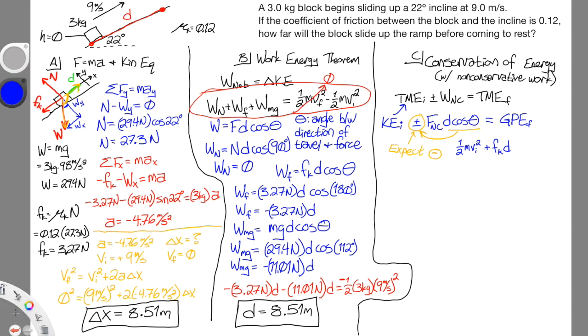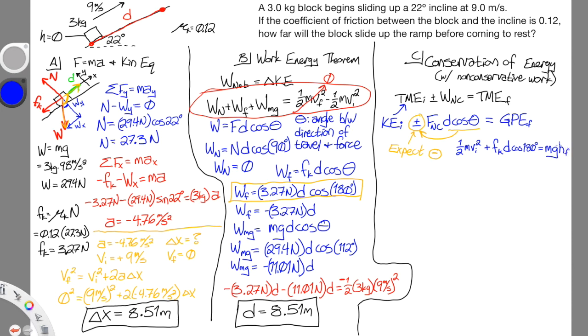And then times the cosine of theta, and theta here is going to be 180 degrees. Again, the angle between the direction the object is traveling and the direction of the force itself. Notice that it's the same angle we got when we calculated the work done by friction before. Since friction is our non-conservative force, the work done by friction is the non-conservative work. And this all equals m times g times h final.